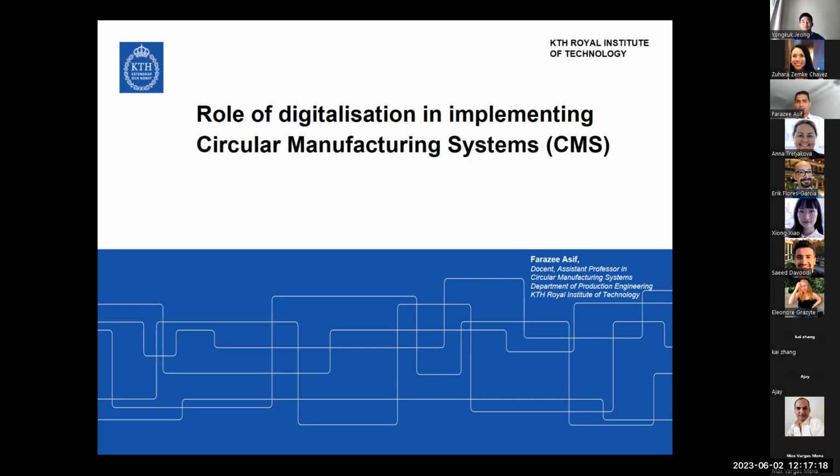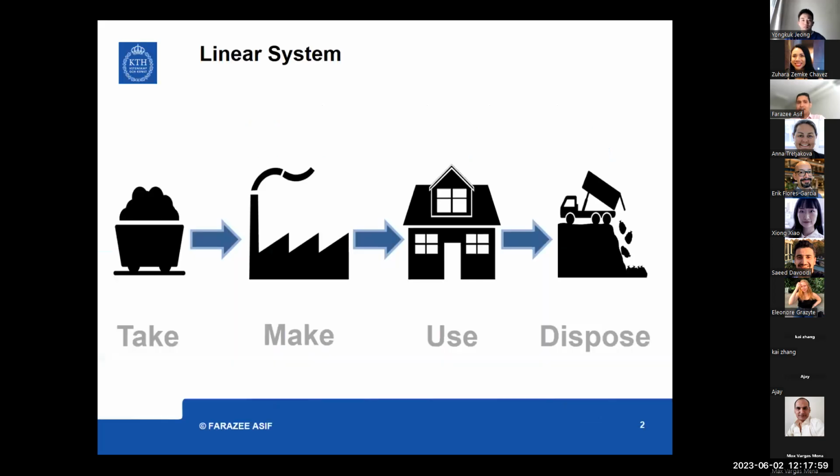So I'm going to briefly introduce you to the concept of circular manufacturing system, the area of research that I've been active in since 2009, as was mentioned. Then I will try to connect it with digitalization, how digitalization can support implementing CMS, circular manufacturing systems. And I will explain it with an example so that it becomes a little bit more concrete for you. So that's the plan.